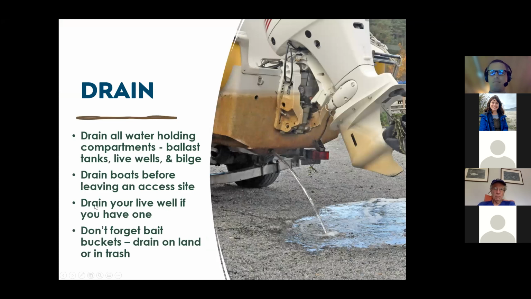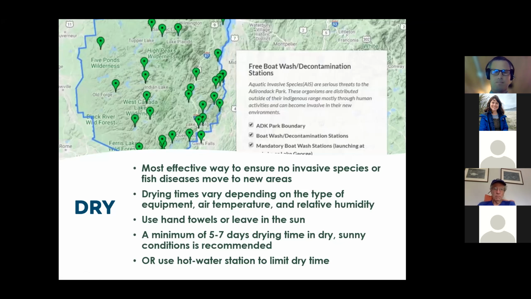And so that's where we get back to those hot water, high pressure boat wash stations as well. Using hot water and high pressure boat wash stations can reduce the amount of dry time you have to use. So if you're not using a hot water and high pressure boat wash station, a minimum of 5 to 7 days of drying time in a dry, sunny area is highly recommended. But if you use those Adirondack Watershed Institute boat wash stations across the Adirondack Park, you can really limit that dry time because you're killing anything on your gear with hot water.